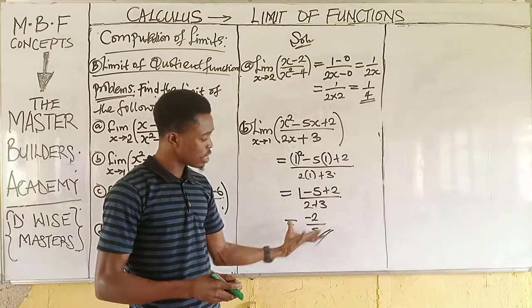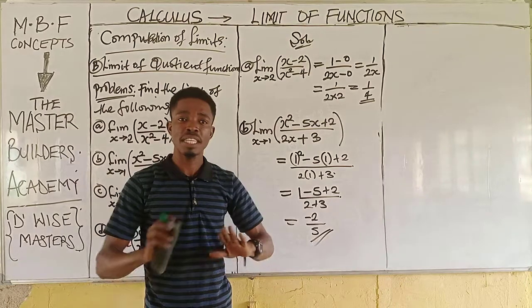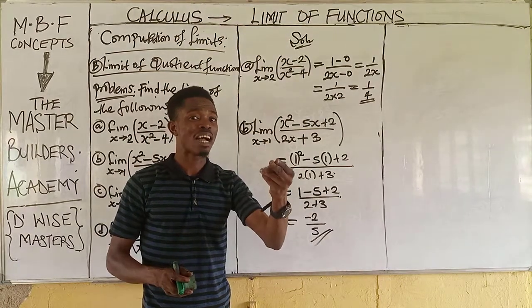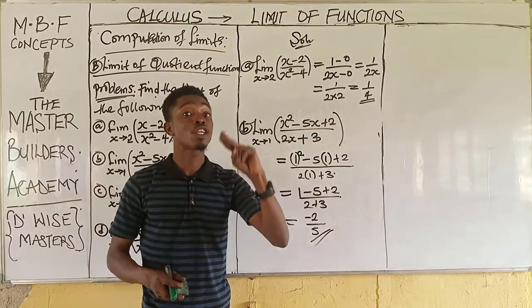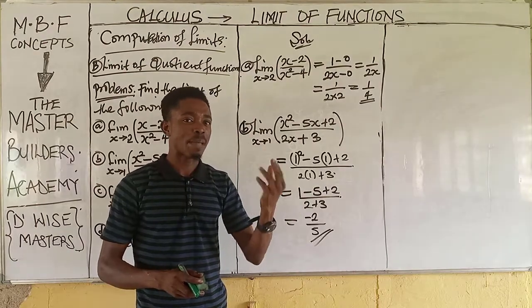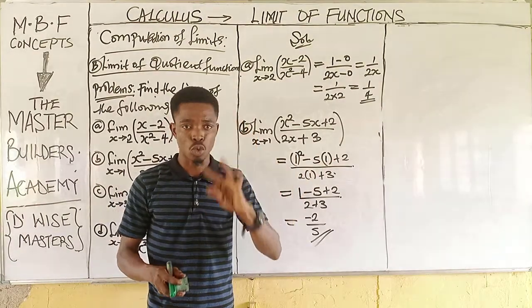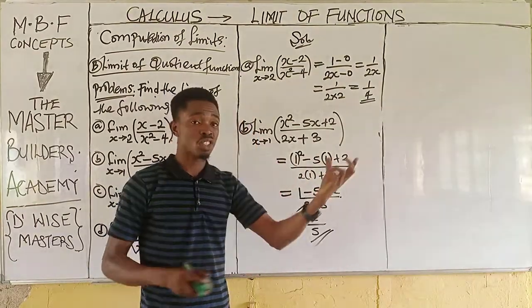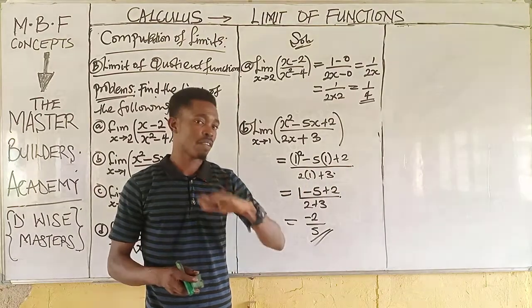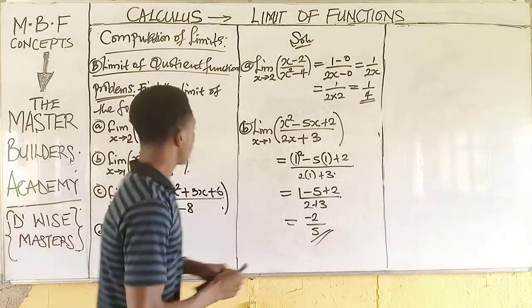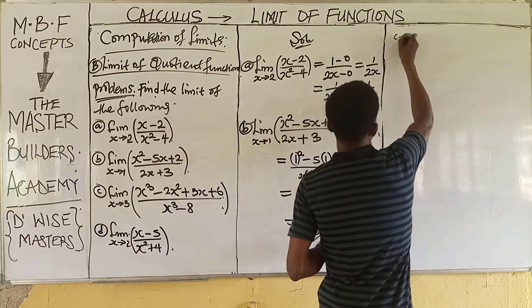Are you there? So this is how it is. It is not in every case that you use L'Hospital or the factorization method. You only make use of those methods anytime the denominator turns out to be 0 when you substitute the limit of the function given. Now, let's look at question number 3.